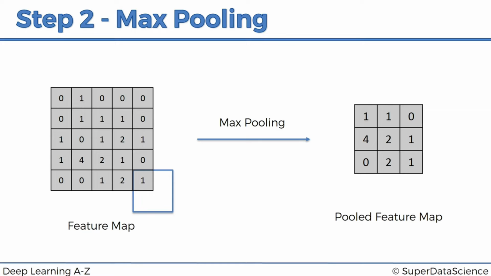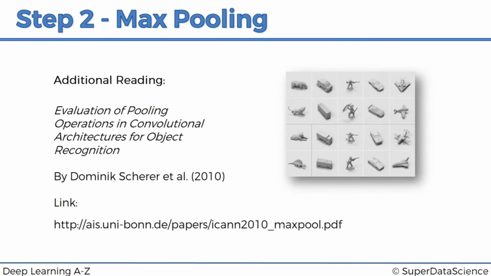And the question here is, of course, why max pooling? There are lots of different types of pooling, and why a stride of 2, why a size of 2 by 2 pixels, lots of all these things. And on that note, I'd like to introduce you to this lovely research paper called Evaluation of Pooling Operations in Convolutional Architectures for Object Recognition by Dominik Scherer from University of Bonn. There's the link. And the beauty about this paper is that it's very, very simple, very straightforward.